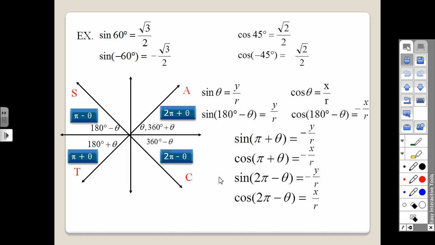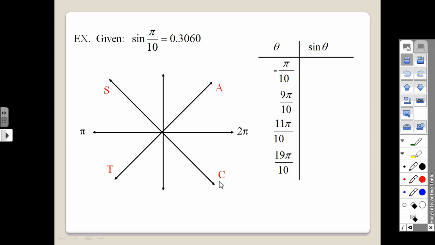Okay, so let's actually put this into practice with numbers, not just ratios of x and y and r. They're going to give you the sine of some angle, whether it's in degrees or in radians, and they're going to evaluate it for you. They're going to give you the decimal equivalent. They'll give you this table with thetas all over here in the left-hand column, and you have to figure out what the right-hand column is, which is the sine of theta. So all you really have to do is figure out each of these angles, which quadrant they're in, and then whether sine is positive or negative for this decimal.